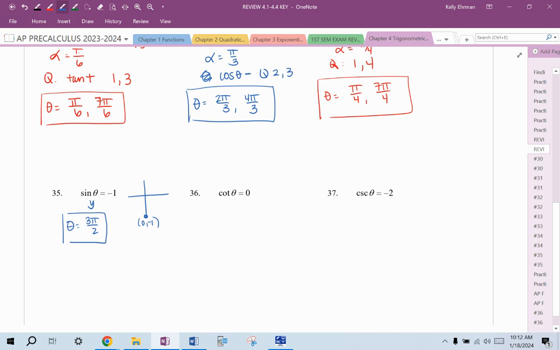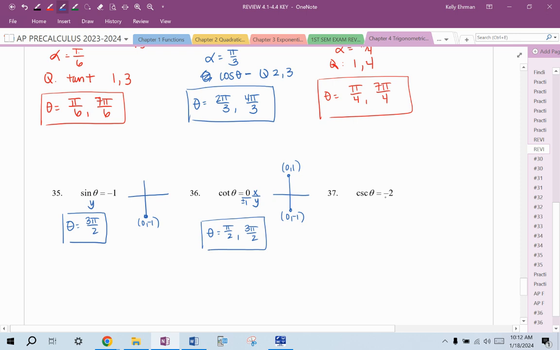Same idea for this. Cotangent is x over y. So whether y is plus or minus 1 doesn't matter. It's just x has to be 0. X is 0 at the top of the circle and at the bottom of the circle. So this has two answers here. Theta can equal pi over 2, top of the circle, or 3 pi over 2, bottom of the circle.